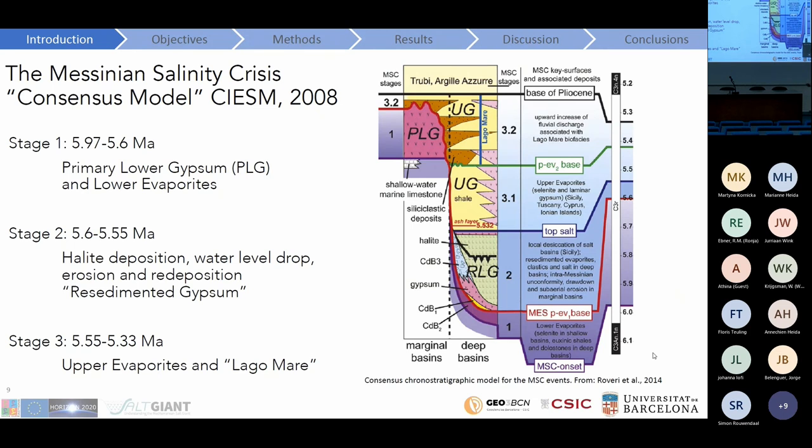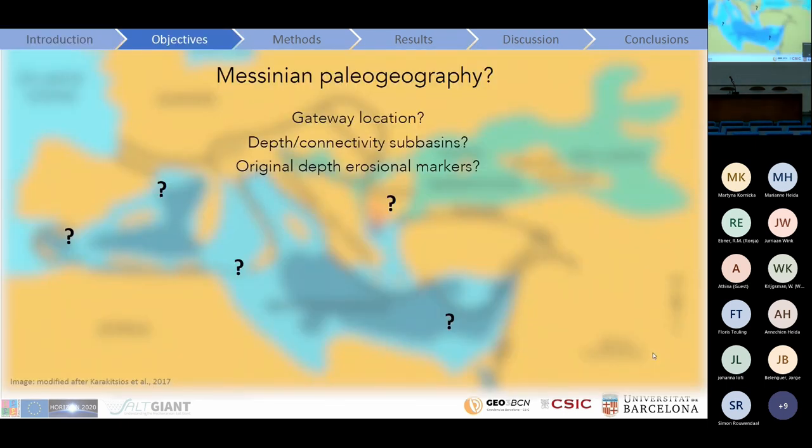But this already poses a very great conundrum, because how do you have low salinity associated with an evaporated basin? And also, the question is to explain the Lago-Mare deposits that were found in them. So was stage three already connected to the Atlantic, or did we have an isolated basin? So some of these questions will not be answered by the next question.